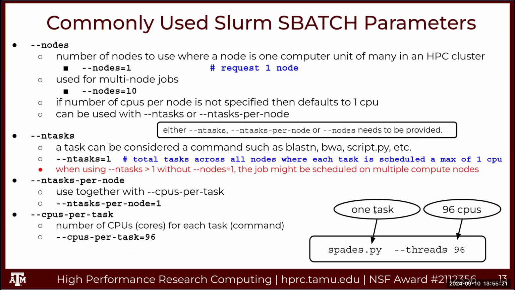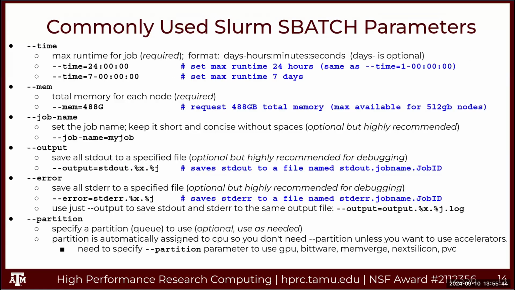It's a Python script. This would be an example of a task. It's just the command that's used. And then CPUs per task, in this case, there's an option in the Spades application called threads, and you can specify the number of threads. So you want to match this number of threads with the CPUs per task that you selected in your job script.